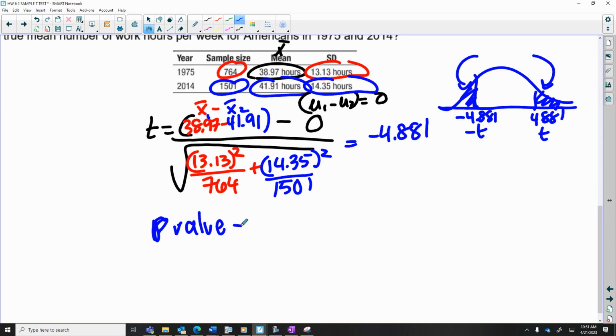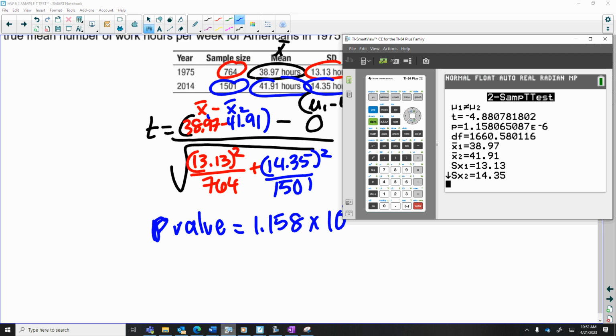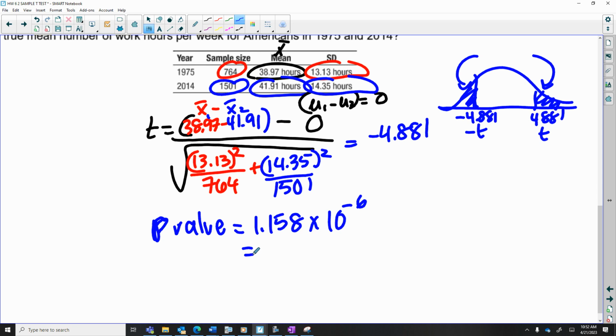We'll be careful. 1.158 times 10 to the negative 6. Make sure you don't forget that E means times 10 to the negative whatever it is after the E. So this is scientific notation for actually a pretty small number. It's 0., then 1, 2, 3, 4, 5 zeros, and then 1158. Wow, that's really tiny. So is that less than 0.05? For sure. So what are we going to do? We're going to reject the null.